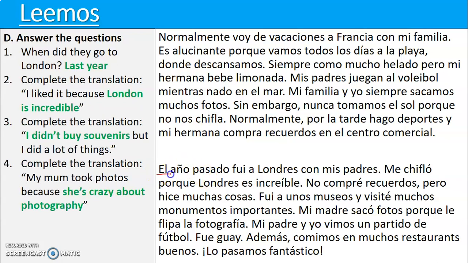So it was last year, el año pasado. Because London is incredible. Me chifló porque Londres es increíble. I didn't buy souvenirs, but I did a lot of things. So, but I did a lot of things is this bit here, pero hice muchas cosas. And this bit here means I didn't buy souvenirs. And complete this translation. My mum took photos because. Mi madre sacó fotos porque le flipa la fotografía. Because she's crazy about le flipa. We had that in the first week to mean like she's crazy about in our opinion phrases.